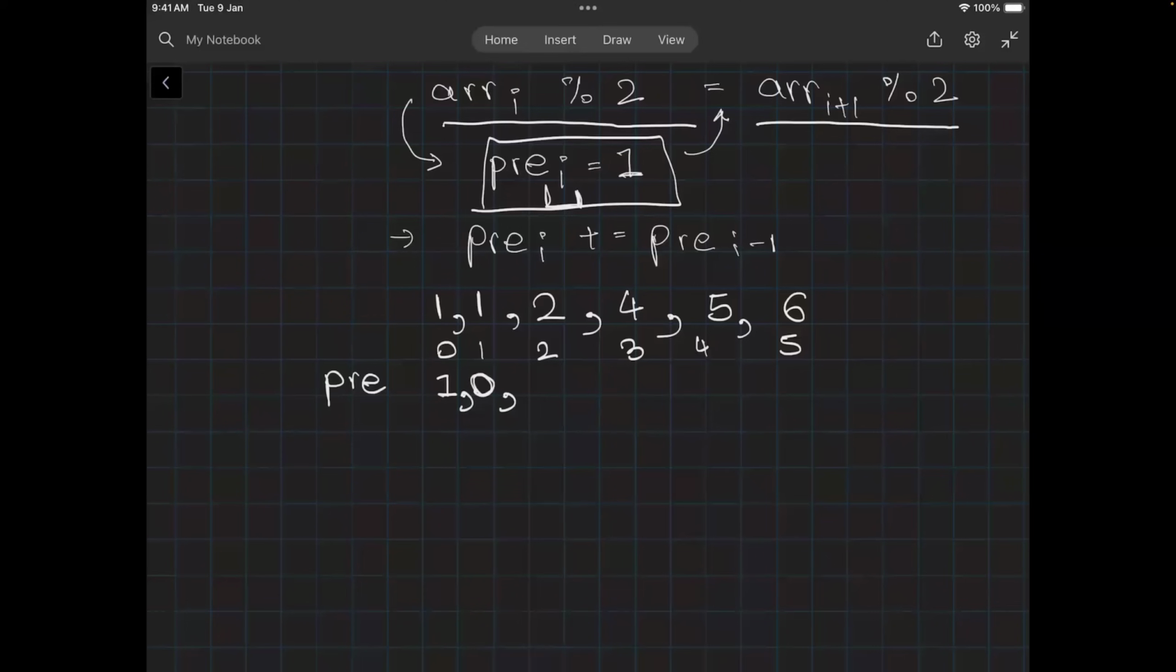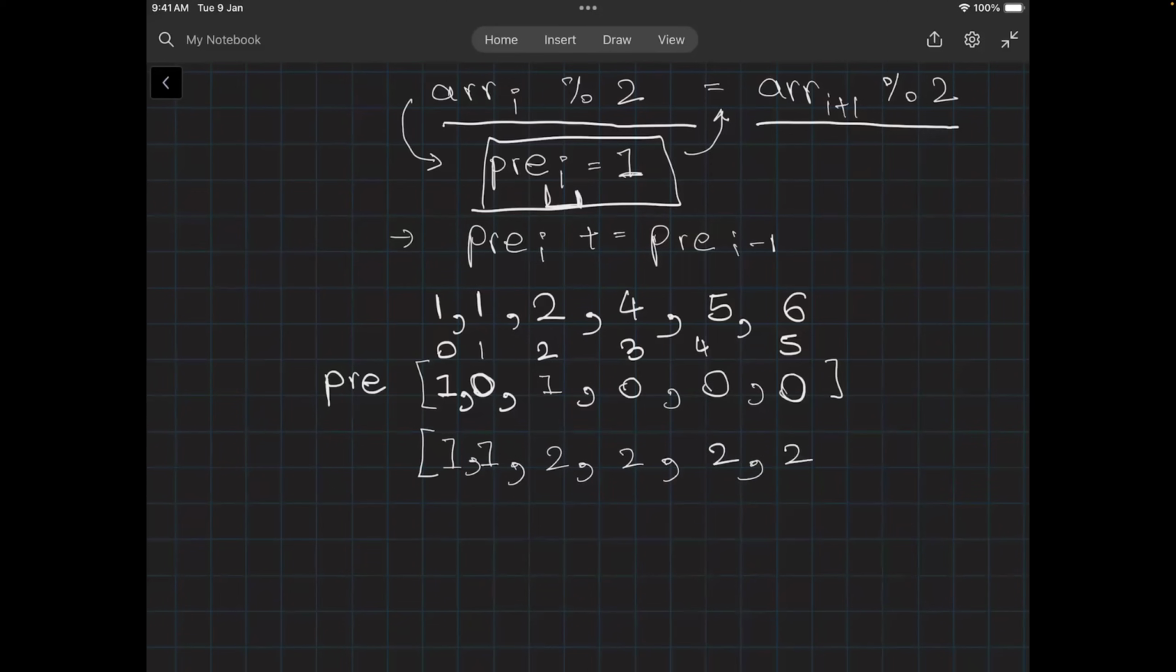At index 2, is it same with index 3? Yes. So it is going to be 1. Here it is going to be 0. Here it is going to be 0. And here, of course, it is going to be 0. Now, let's take prefix sum over this table. If we take prefix sum over this table, we will get 1, 1, 2, 2, 2, and 2, right?